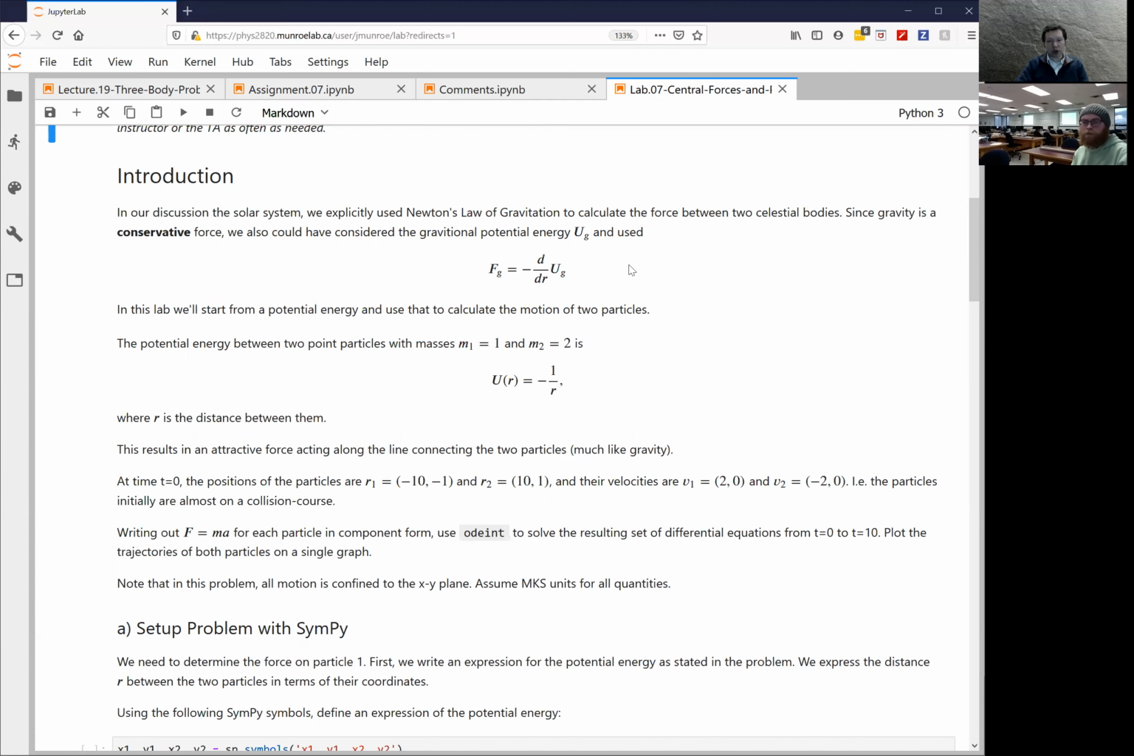Everything's non-dimensional. The numbers are all without units. Don't worry about units. Assume the units are chosen so that we can just choose these numbers. What I want you to do in this lab is set this problem up.